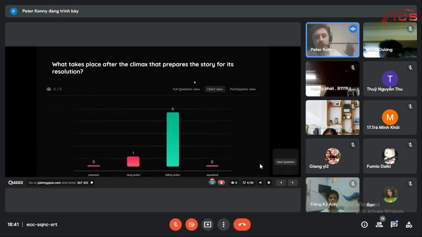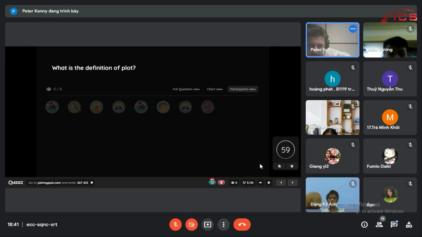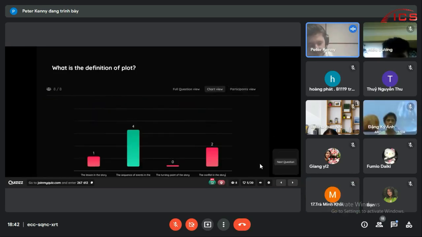So guys, what part takes place after the climax? Yeah, so remember, we say the climax is the high point, so falling action. So yeah, as we say here, what is plot? The sequence of events in the story. So yeah, guys, we can say sequence of events. What happens in the story? It's a big part of plot.